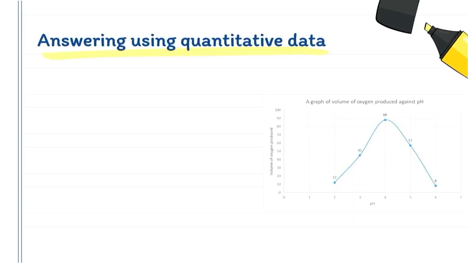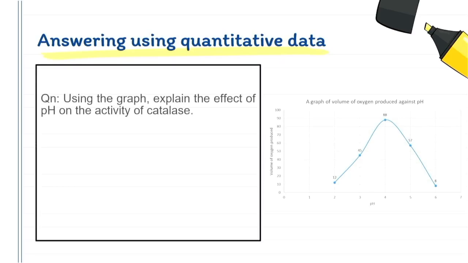Now we have come to graphs, and this is where things get a little sketchy. In this question, we are presented with a graph of volume of oxygen produced against pH. We have to use the graph to explain the effect of pH on the activity of catalase. Catalase is an enzyme used in this experiment to break down hydrogen peroxide into water and oxygen gas. The amount of oxygen gas produced per unit time is being used to measure the activity of catalase.